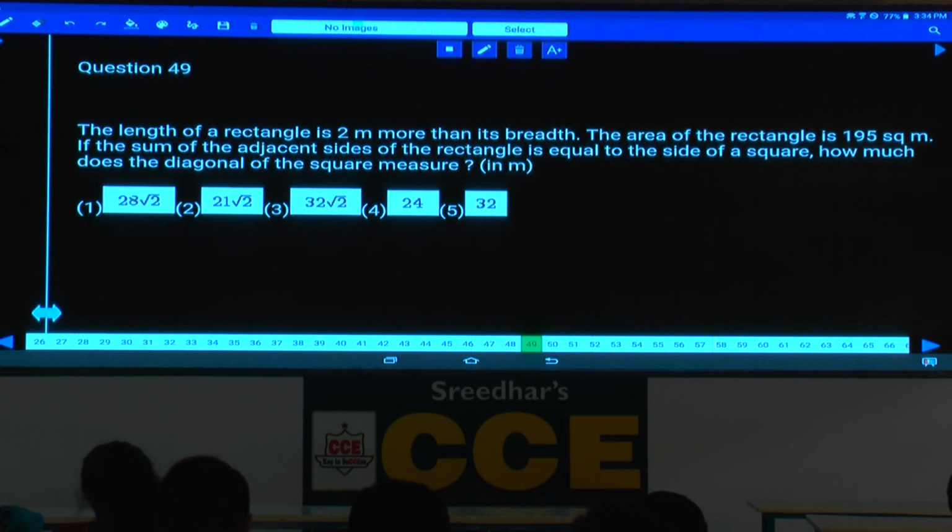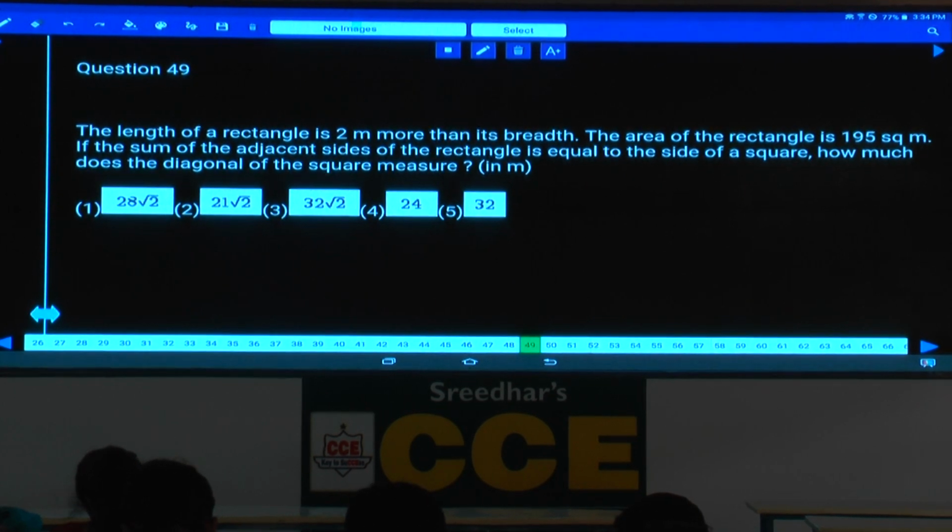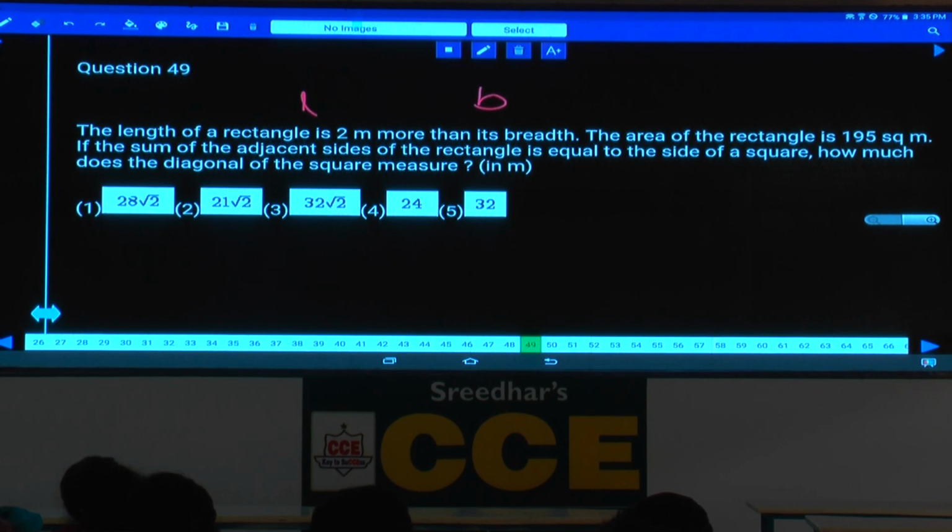Next. The length of the rectangle is 2 more than its breadth. The area of the rectangle is 195. If the sum of adjacent sides of rectangle is equal to the side of the square, how much is the diagonal of the square measures? Right. If breadth is b, length becomes b plus 2.